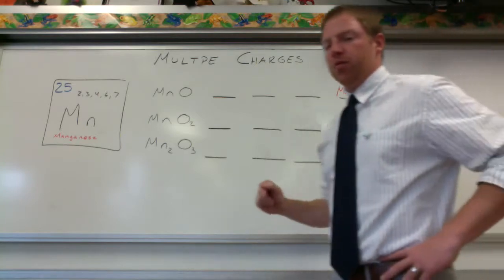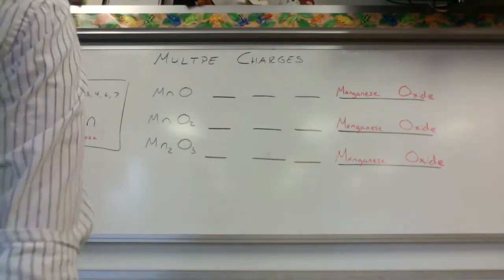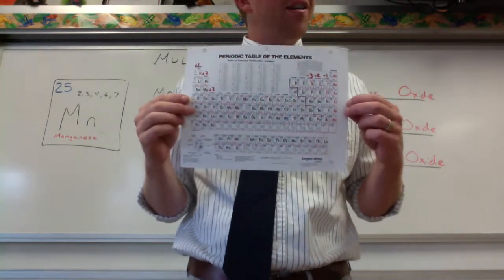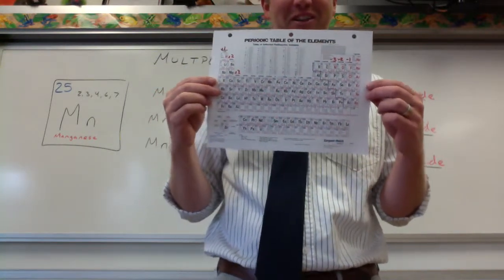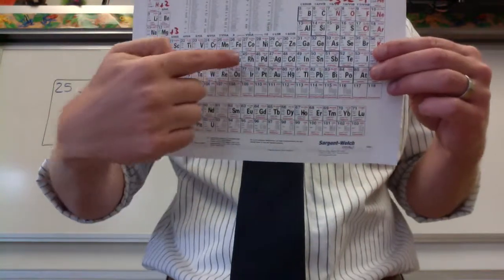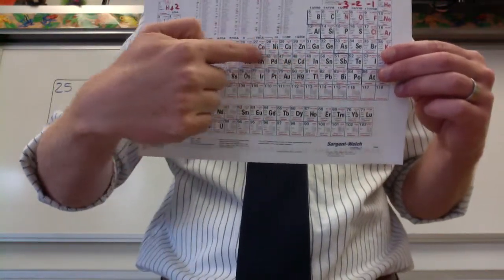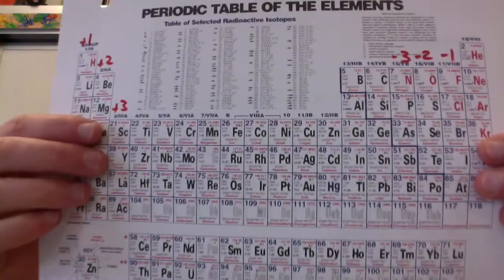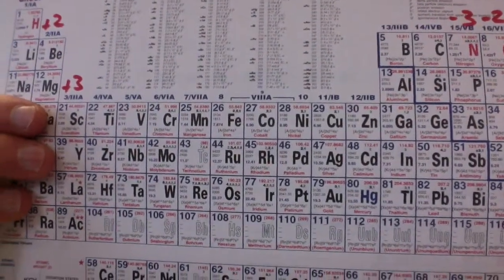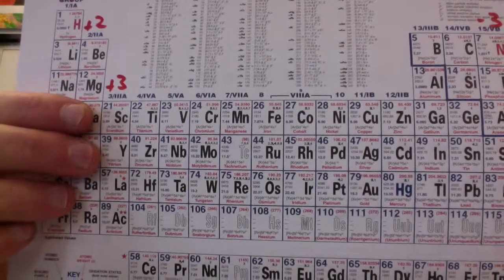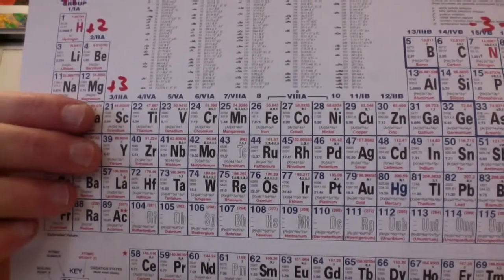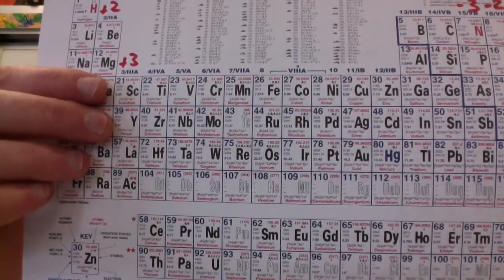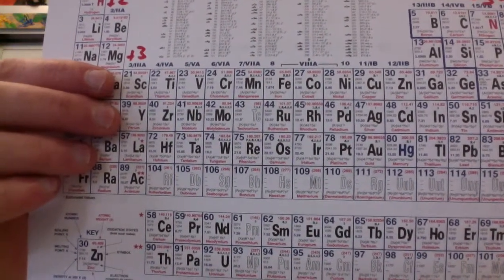Now, when we say multiple charges, what that means is if you look at your periodic table, in the transition metals, and I hope I don't have to reteach you where those are, they're the guys right here in the middle. These are transition metals, all of this group in the middle here. Now, if you look on the top of most of them, not all, there are multiple numbers above each one of the letters. For example, look at Mn. There's a 2, a 3, a 4, a 6, and a 7. That means manganese can have any of those charges.